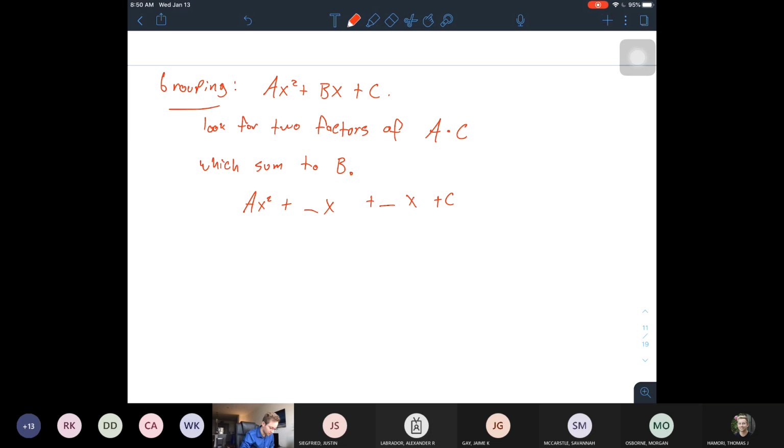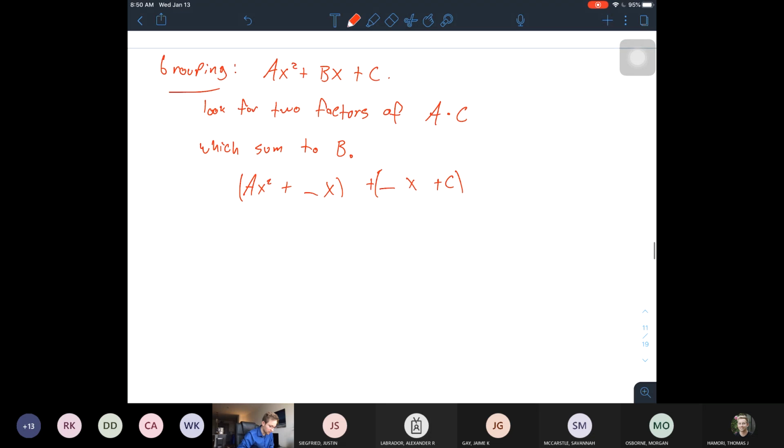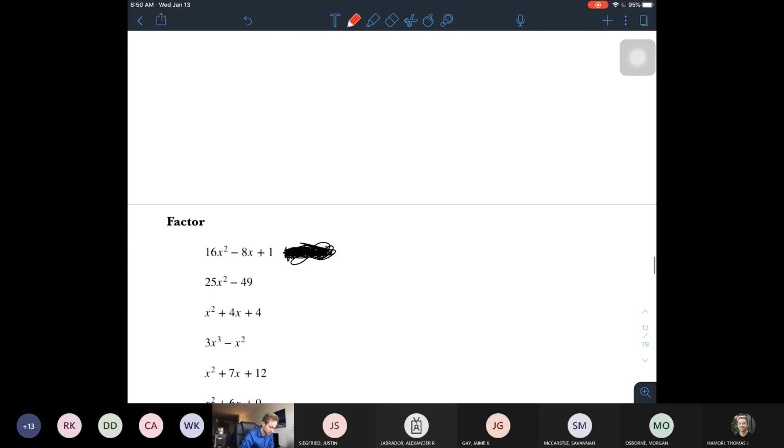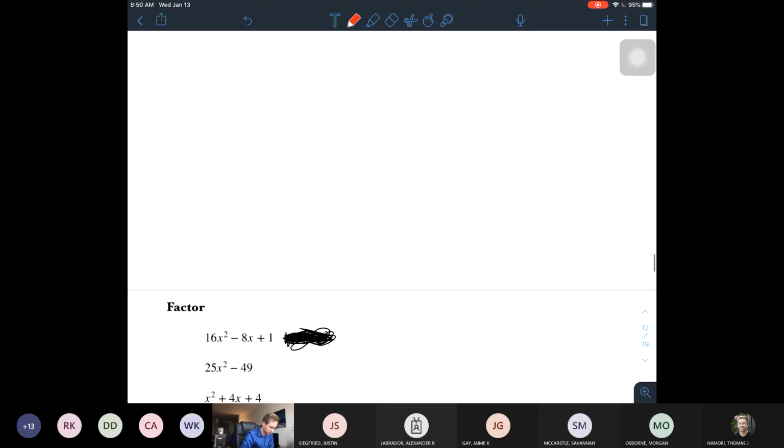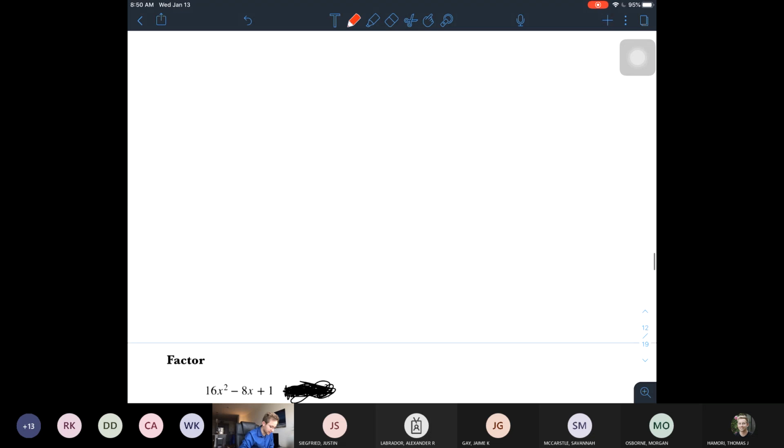Okay. So what we're going to do is split this up like this, and then we're going to do a little bit of magic on each of these two terms, and we're going to anti-distribute something, hope that we get something good. So it's kind of easiest if I can just show you an example. We'll do it with this one, 16x squared minus 8x plus 1.